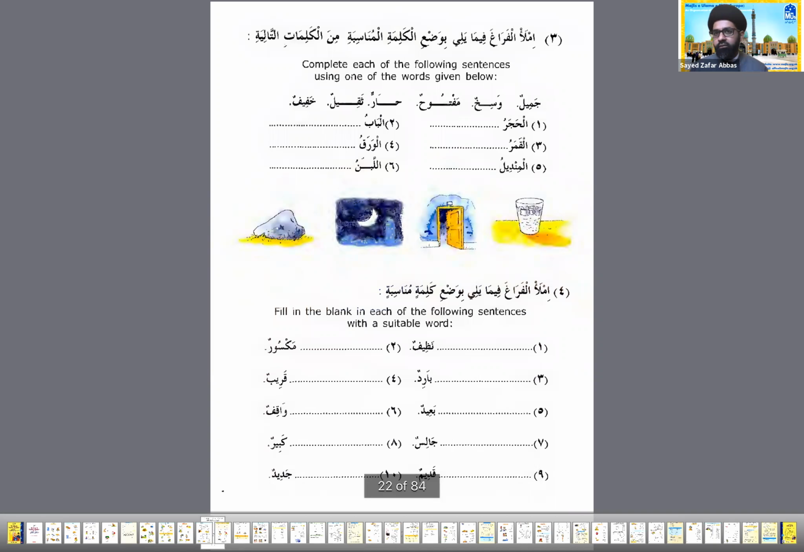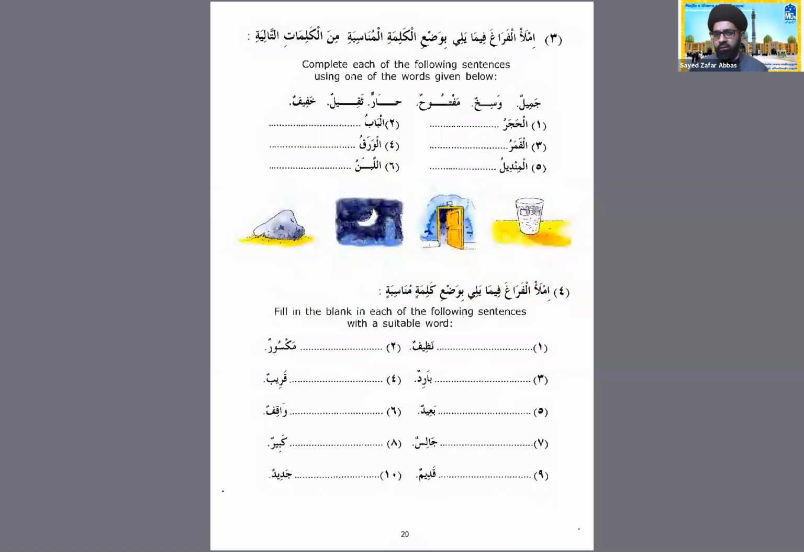Now we have number 2, al-bab, the door. Al-babu jamil, the door is beautiful, not really something we would say. Al-babu wasikh, the door is dirty, it might be, but it's not really a sentence that gives us much information. But al-babu maftuh, the door is open. Yes, that is giving us information, and it's a sentence that is appropriate.